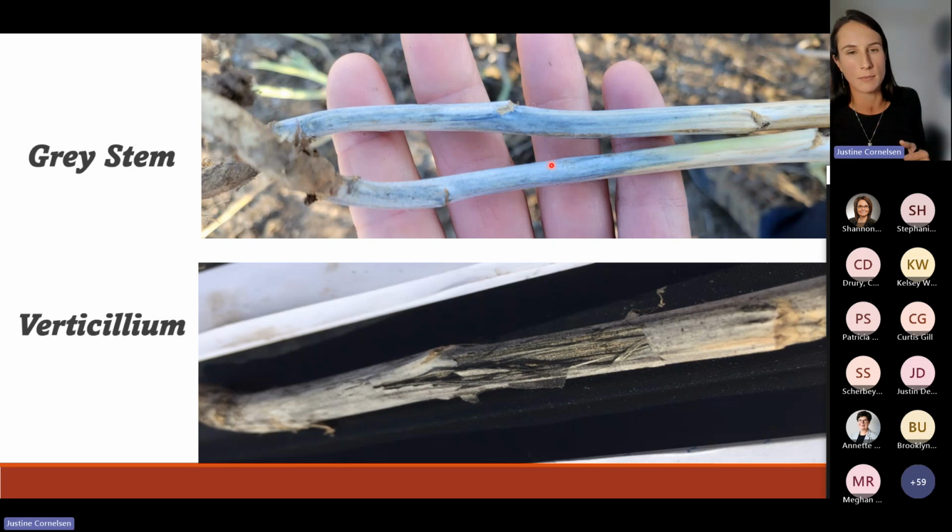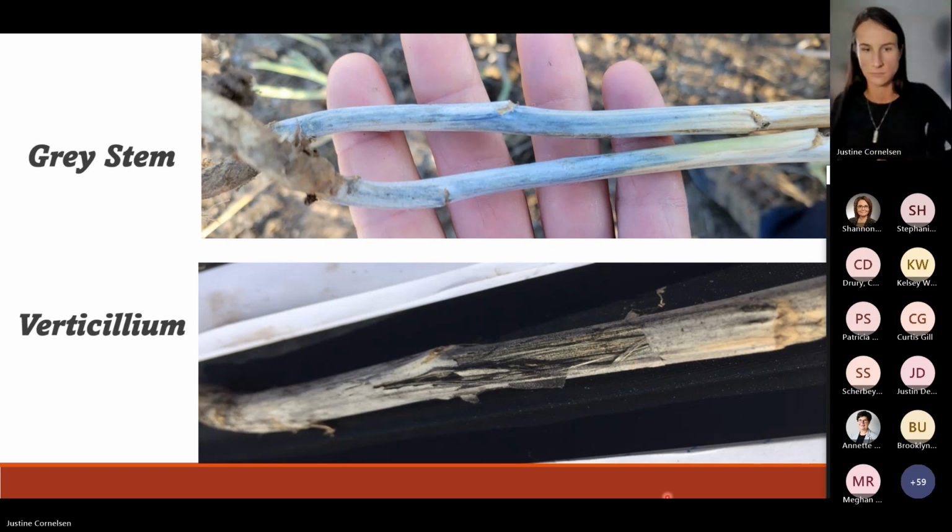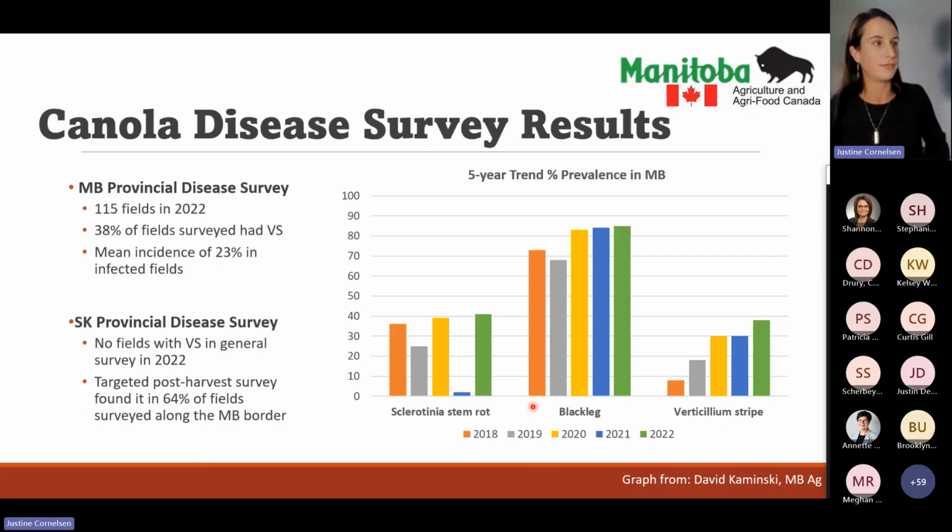Going back to gray stem, these plants stay quite hard and firm. So if you were to pull them out of the ground, they stay intact. They might be a little soft, but they don't shred and dry down like Verticillium plants do. So, covered off what to be looking for, the differences between other diseases, kind of training the eye.